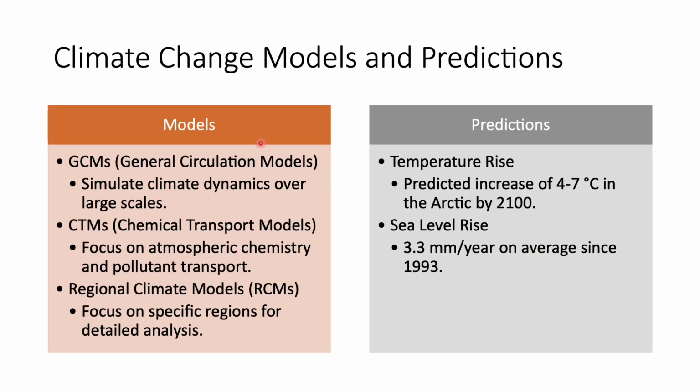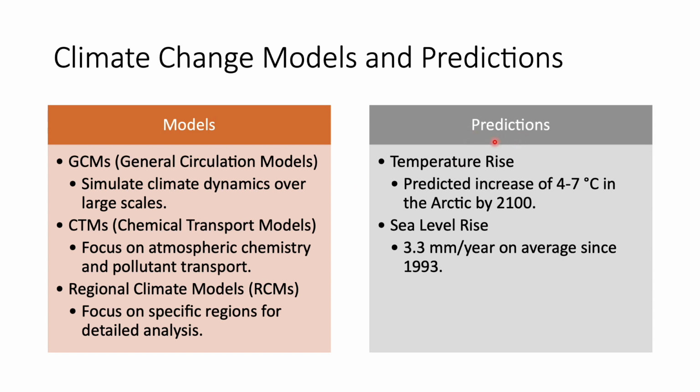And what are the different models which are used to predict these changes? One is the GCM, that is general circulation model. Here we simulate the climate dynamics over large scale. Another one is chemical transport model. Here we focus on atmospheric chemistry and pollutant transport. The third one is regional climate model. Here we focus on specific regions for detailed analysis. Only a few are given, but there are also other methods which can be used.